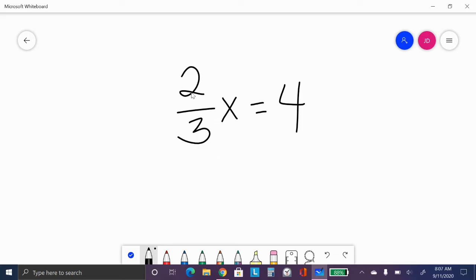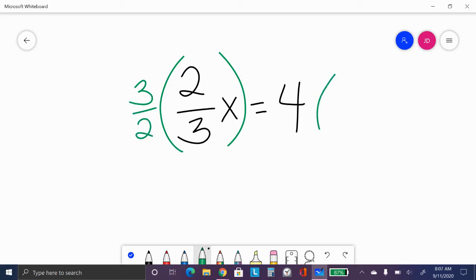To isolate the variable, to get the variable on the other side, what we have to do is multiply both sides by the multiplicative inverse. The multiplicative inverse is a fancy way of saying reciprocal. So to get the variable by itself, we would multiply both sides by the flipped fraction, which is 3 over 2. That way these cancel here, and you get x.